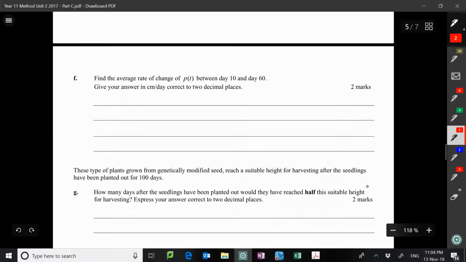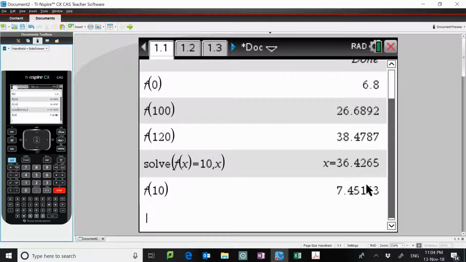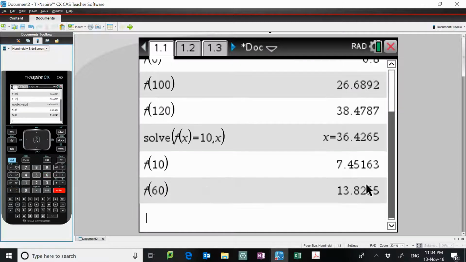Find the average rate of change. You guys haven't actually learned this. It's not on the course anymore, so you can ignore it. But if you really want to know, average rate of change just means y2 minus y1 over x2 minus x1. It's the gradient. That's what it means, right? In our case, x1 is obviously when t equals 10 to t equals 60. So you want to know the height when it's 10 and when it's 60. So if you go back to your calculator and do f of 10, you get that, and then f of 60, and you get that, right?